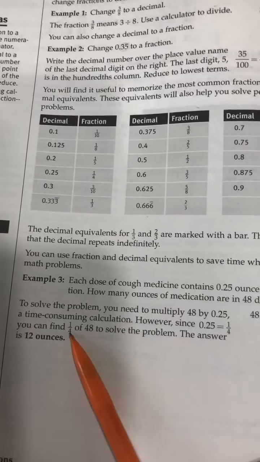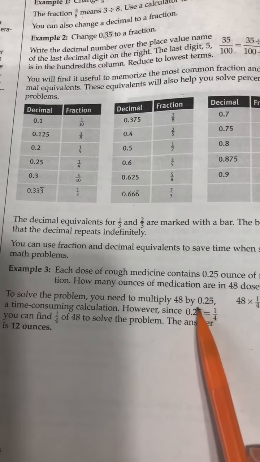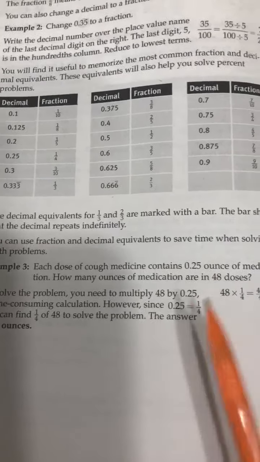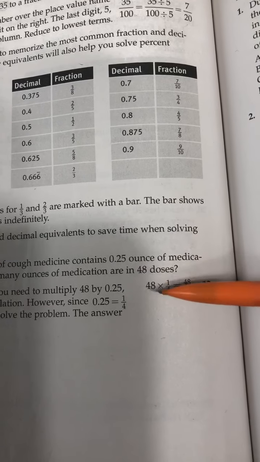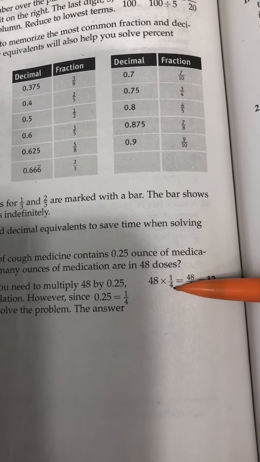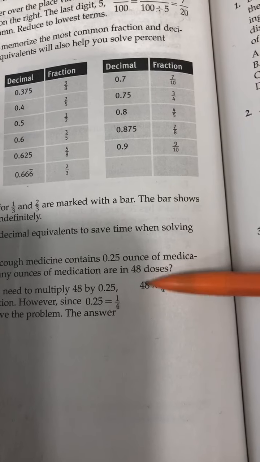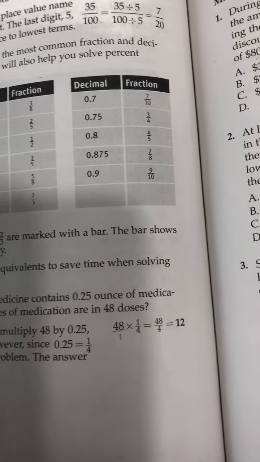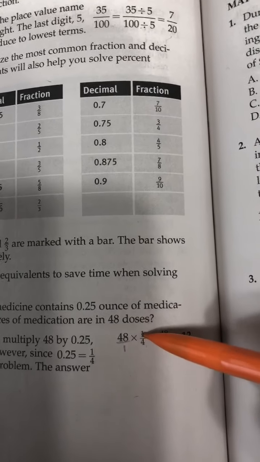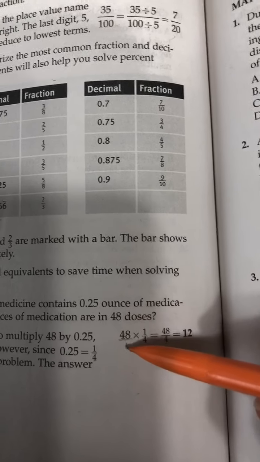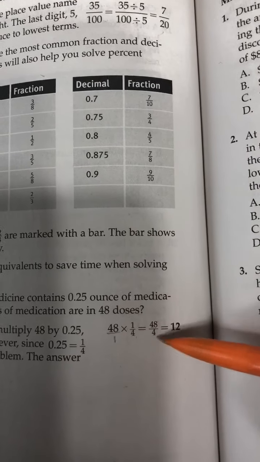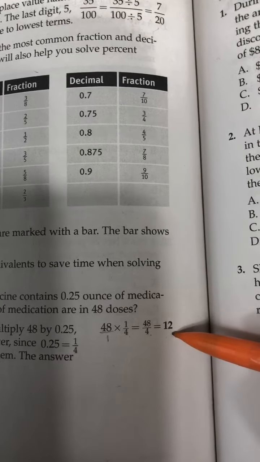So they're telling us if this is going to be too time-consuming to multiply by a decimal, use the fraction form. So we would put 48 times 1 over 4. Remember, we're going to multiply straight across. We can pretend this 48 here has a 1 as a denominator. So 48 times 1 is 48. 1 times 4 is 4. 48 divided by 4 equals 12.